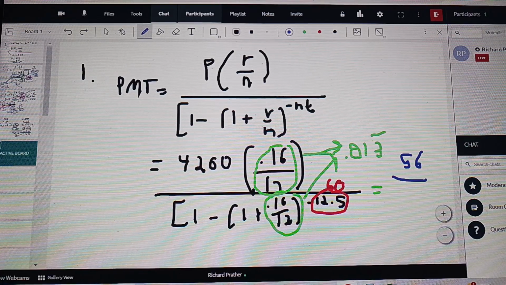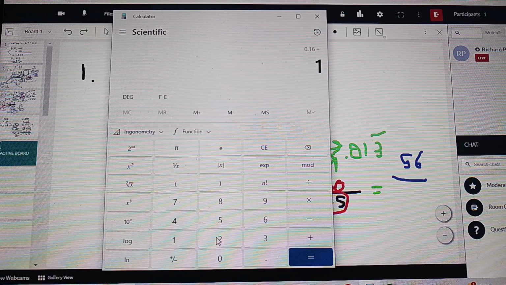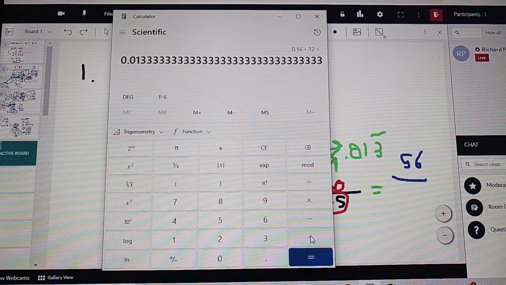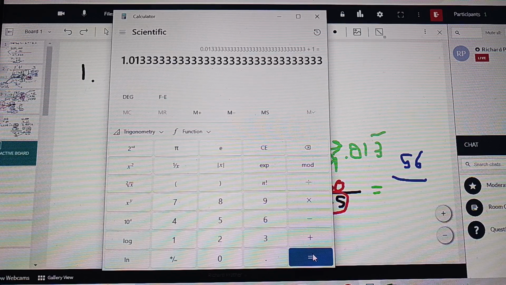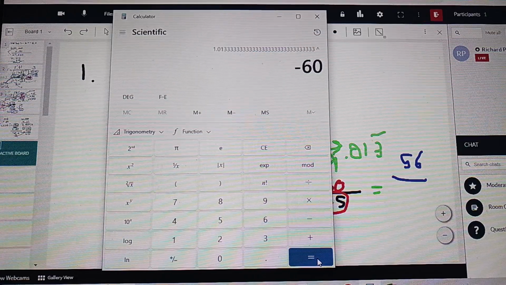Okay, then in the denominator, I'm going to do the fraction again, add 1 to it, then raise it to the negative 60th power. So do the fraction again just because it's a messy decimal. Add 1 so you're not rounding anything. Raise it to the negative 60th. That's how many payments you'll make in 5 years.